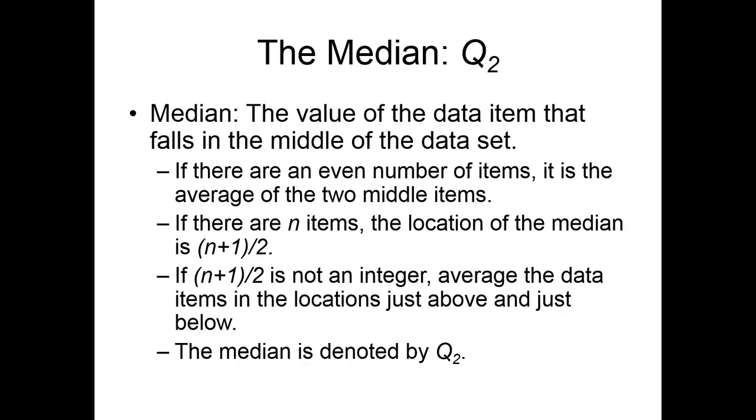And again, we have a Q, the median. It's Q2. The median is the value of the data item that falls in the middle of the data set. If there are an even number of data items, it'll be the average between the two middle data items. Now, if there are n items, the location of the median is computed as (n + 1) divided by 2. If that is not an integer, then you average the data items located just above and just below. So if it's 5.5, you would average the 5th and the 6th data items together. The median, again, is denoted by Q2.